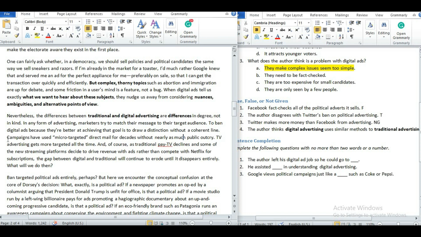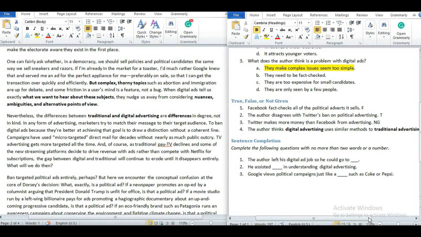So he gives examples. Campaigns have used micro-targeted direct mail for decades, so for a long time. Then TV advertising gets more targeted all the time. So we're talking about direct mail, we're talking about TV. These are two kinds of traditional advertising. Then again, we've got traditional pay TV. What we're saying through all of this is that they're using the same or similar methods of targeting people as modern digital advertising.